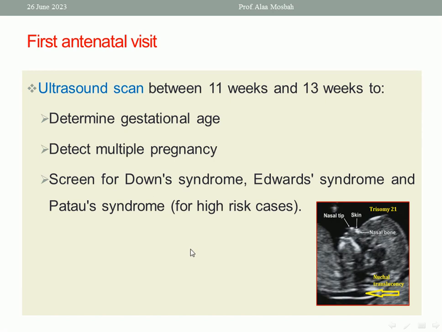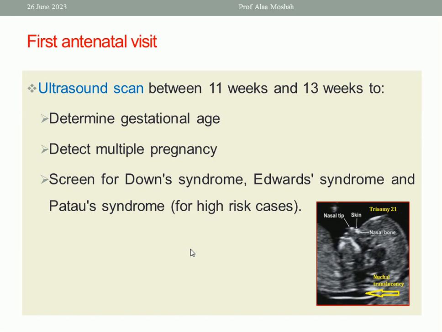So ultrasound can help me in screening for Down syndrome, also to determine gestational age, to detect if there is multiple pregnancy, and of course the viability of this pregnancy. This is as regard the first antenatal visit.